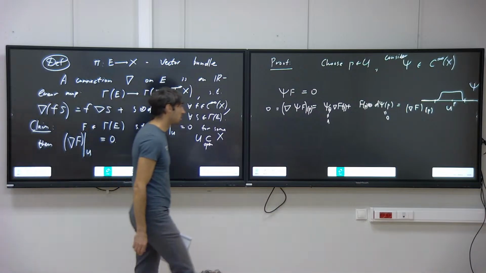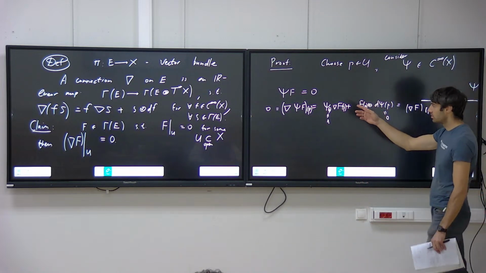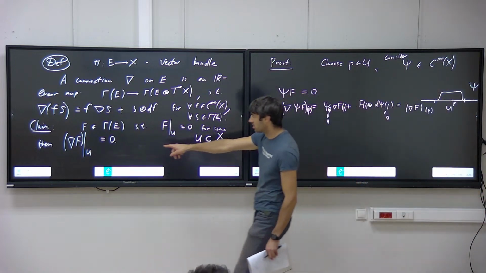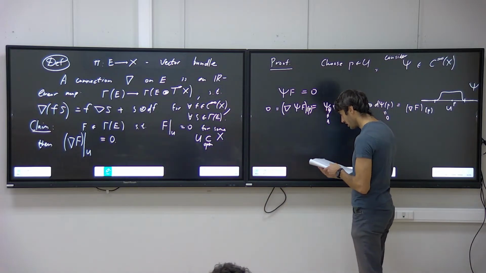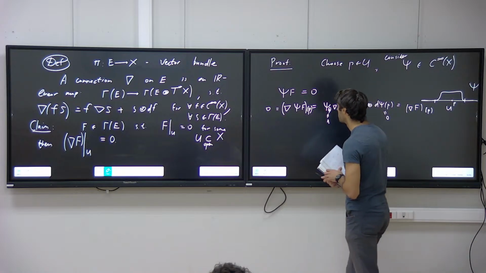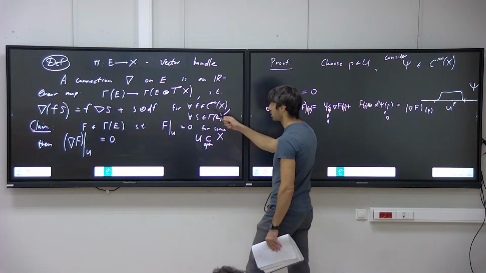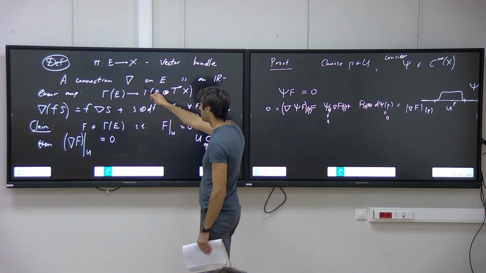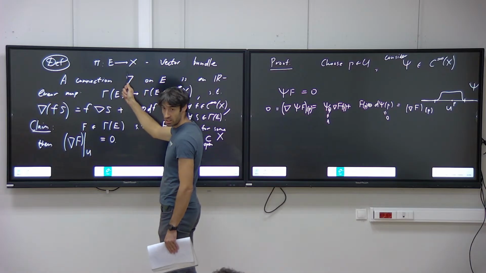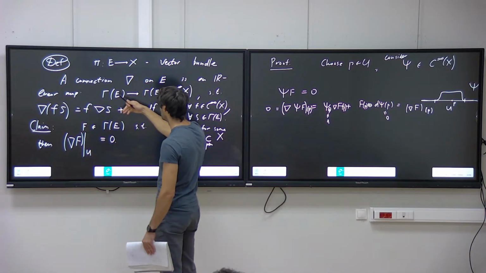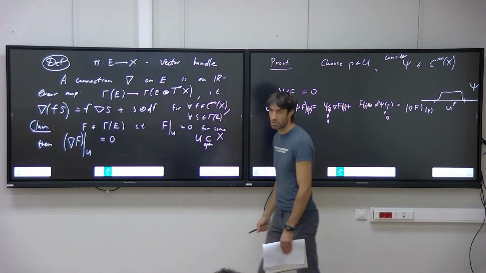Anyways, what we get is that this is equal to 0, and that's exactly what we want. That's why you take the point p from U. So that means that if I have such a nabla on a vector bundle E over X, then this gives me a connection on the restriction of E to any open neighborhood in X. That was my message.